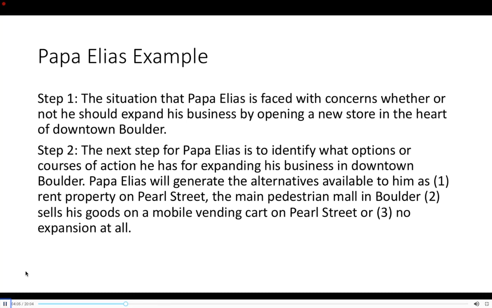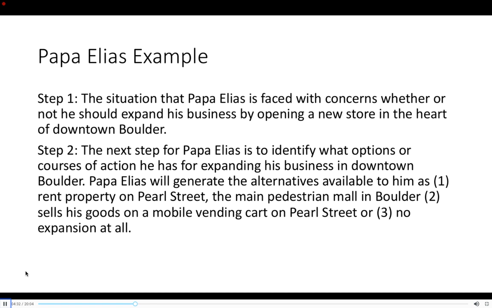So this is an example, I believe, from Hawks or from your textbook. We've got Papa Elias, and Papa Elias is faced with concerns whether or not he should expand his business by opening a new store in the heart of downtown Boulder. Now, from what I know about Boulder, that's pretty expensive, so this is a big decision to make. And based on the states of nature, apparently this is a Greek restaurant sort of situation.